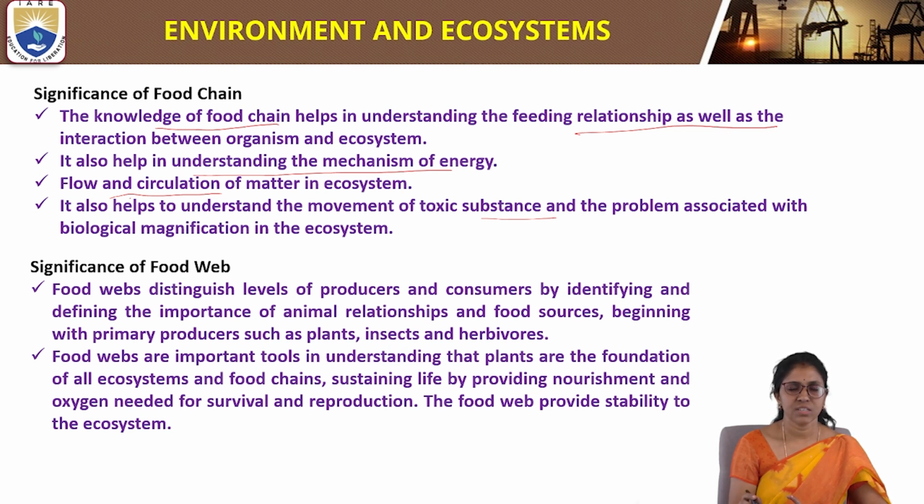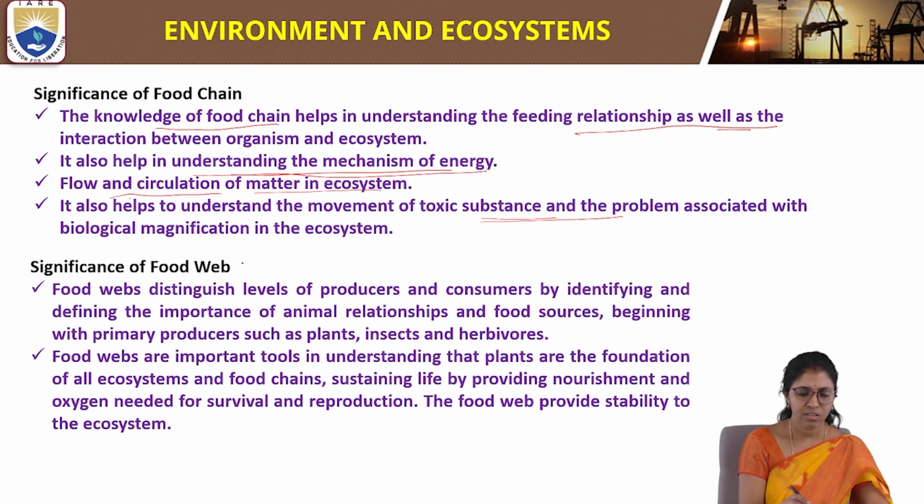Significance of the food chain: the knowledge of the food chain helps in understanding the feeding relationship as well as the interaction between organisms and the ecosystem. It also helps in understanding the mechanism of energy flow and circulation of matter in the ecosystem. It also helps to understand the movement of toxic substances and the problem associated with biological magnification in the ecosystem. And the significance of the food web.